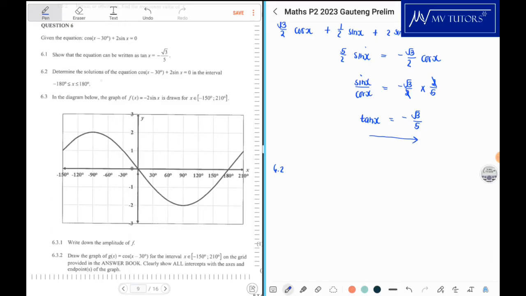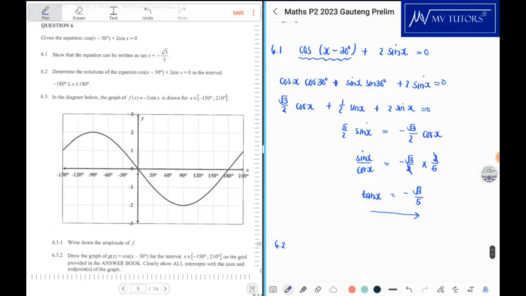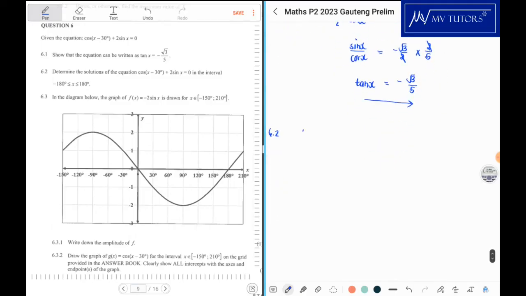Now 6.2 says, determine the solutions of the equation cos(x minus 30 degrees) plus 2 sine x is equal to 0 in that interval where x is an element of negative 180 to positive 180. Alright, so I don't have to go back to the original sum. I can just use tan x being equal to negative root 3 over 5. Okay, and then I can get a reference angle. Alright, so our reference angle basically would be the arctan of root 3 over 5.